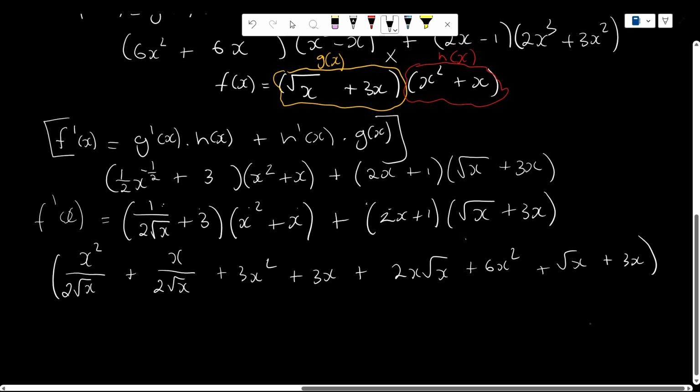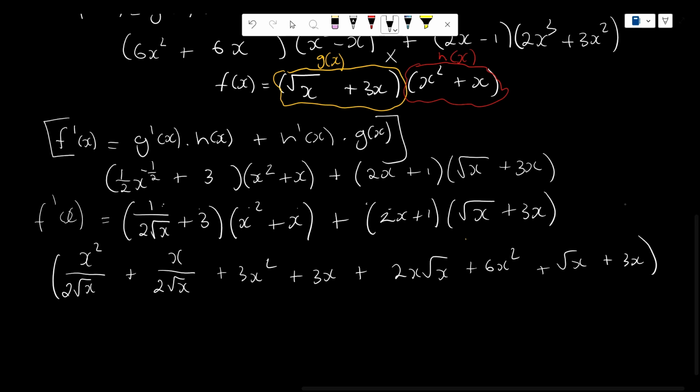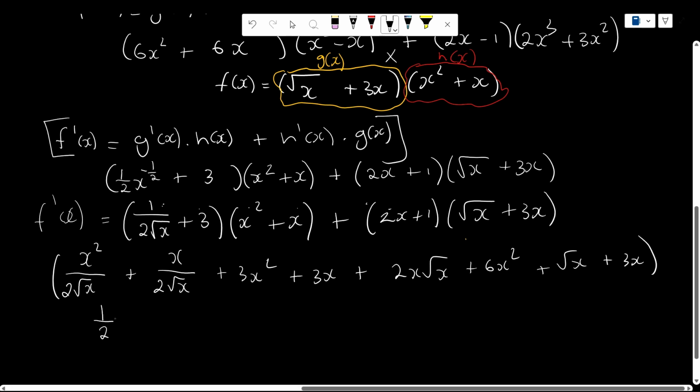And plus 3x. So now I can add up the like terms. So here, what do I have? I'll have a half, and then x, basically 2 minus a half is the same as 4 over 2 minus a half, which is 3 over 2.